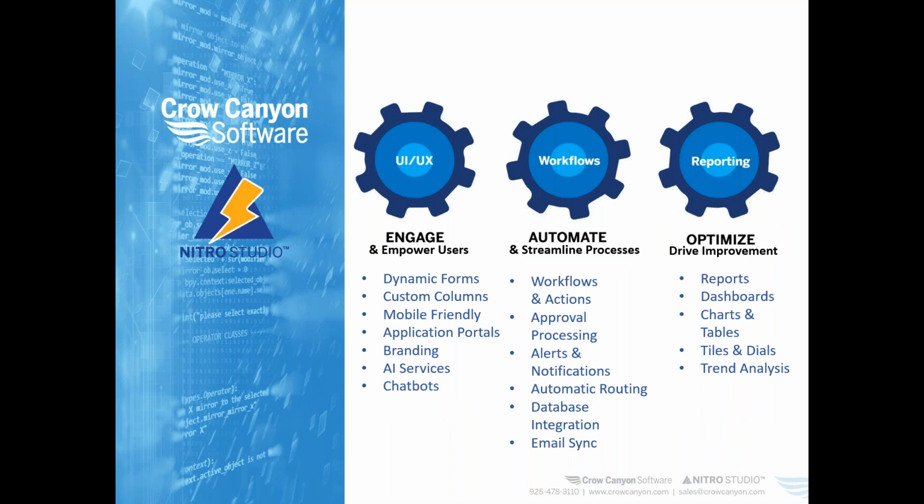Here are some of the things we do, a little more specific. To engage and empower users, we have dynamic forms and custom columns, so it's mobile friendly. We have application portals, branding capabilities, and AI services like natural language processing, chatbots, and knowledge bases. We automate and streamline processes with all our workflows, actions, approvals, alerts, automatic routing, database integration, and email syncs. And we can optimize and drive improvement through the data analytics that come from the reports and dashboards.